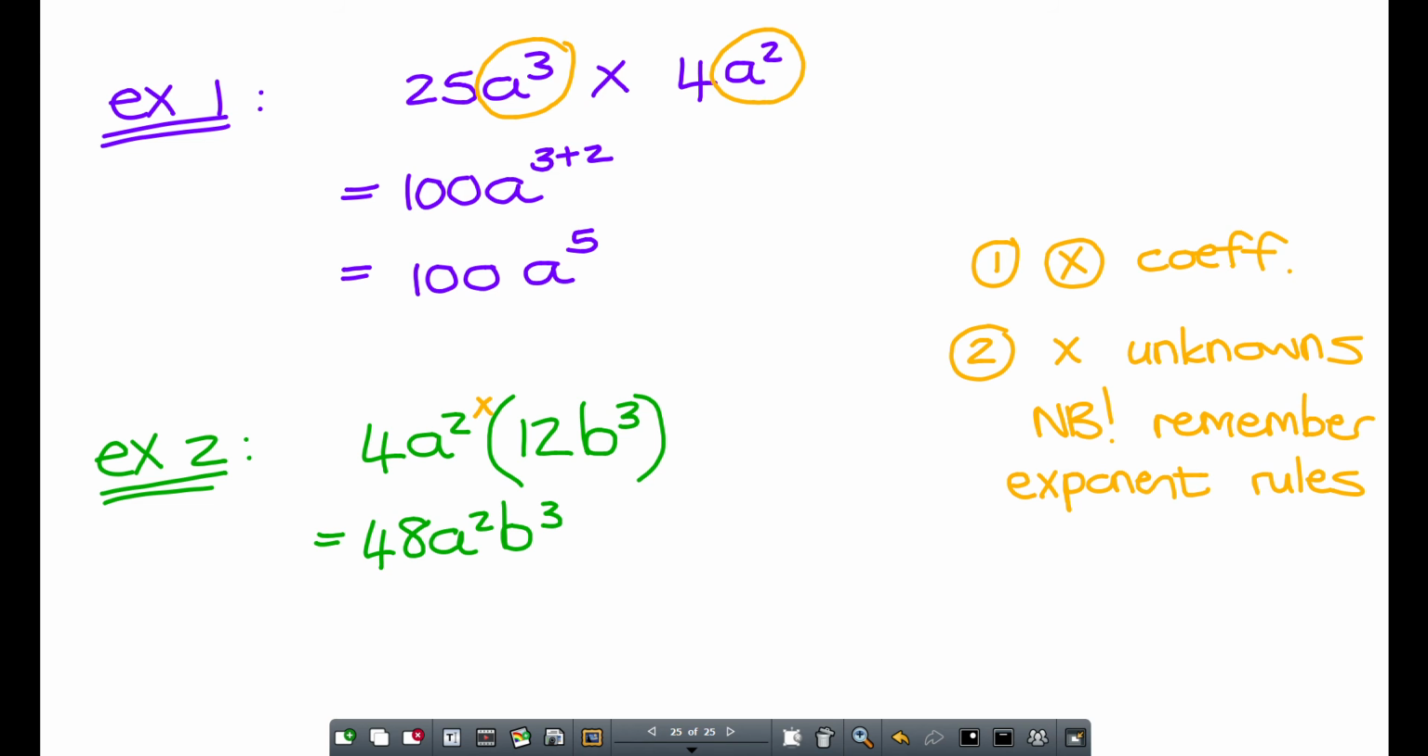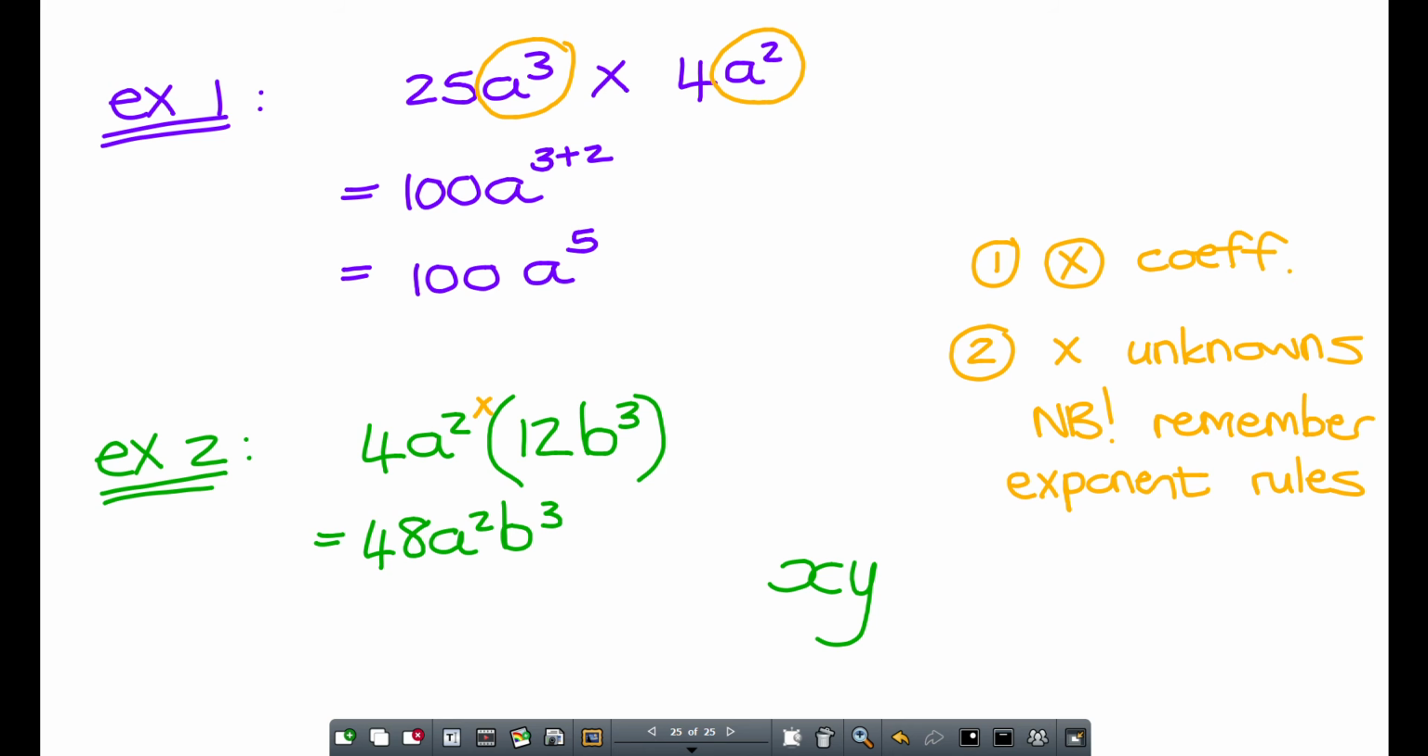Okay. So when the base is not the same, all we do is write them next to each other. Because if I have this, x, y, can you see nothing is written between the x and the y? What's actually written there is x times y. When we put two unknowns next to each other, it actually means you've got to multiply them. All right. You fine with that?